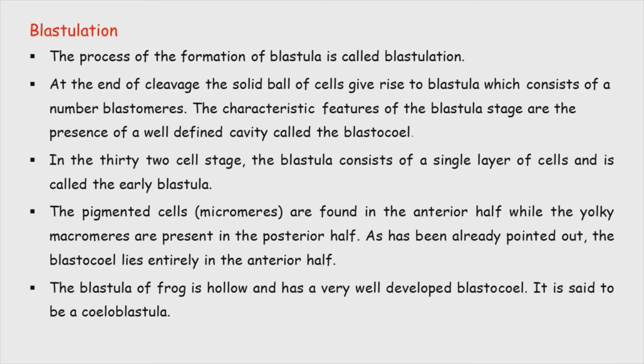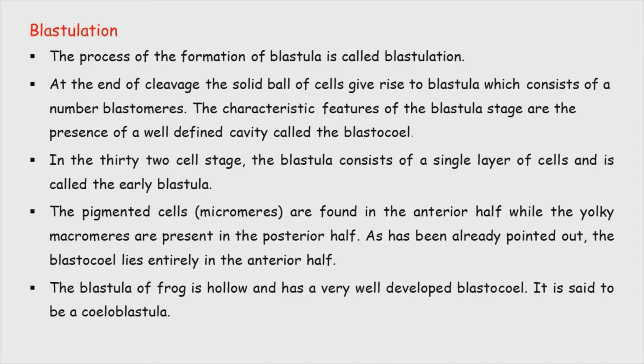Now moving toward the blastulation, it is the process of formation of blastula. So the blastulation is just the process of formation of blastula, and at the end of the cleavage, the solid ball of the cells give rise to blastula, which consists of number of blastomeres. And the characteristic feature of the blastula stage is the presence of well-defined cavity called blastocoel. So blastula will have a cavity inside, so it is the main characteristic of a blastula.